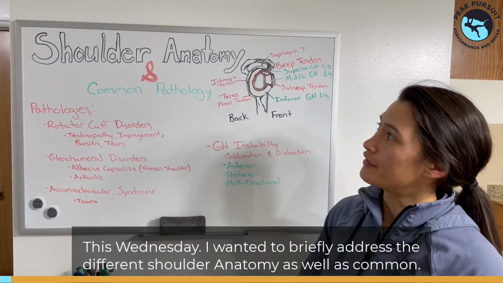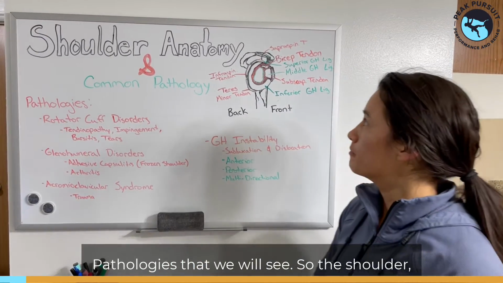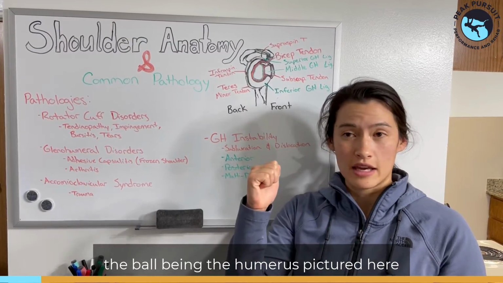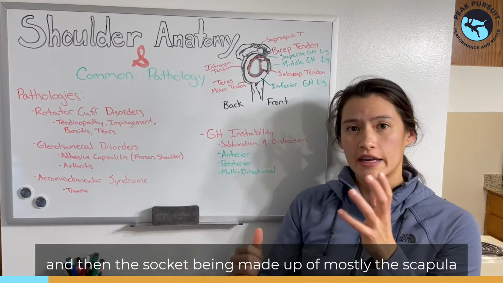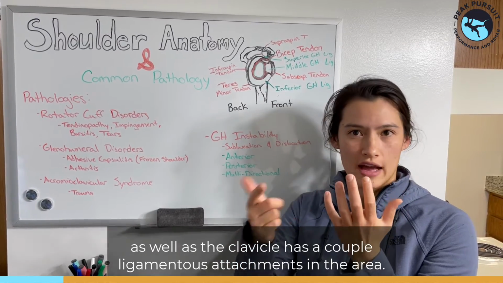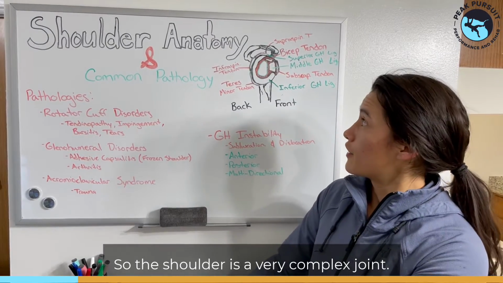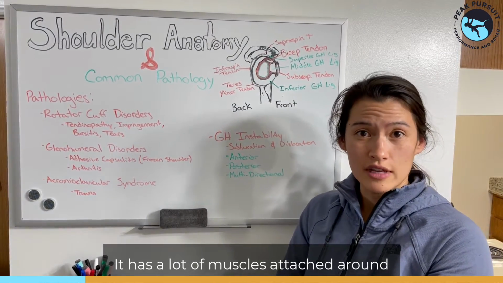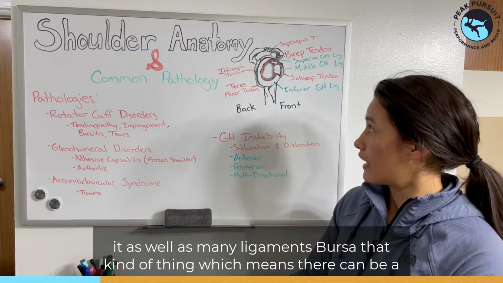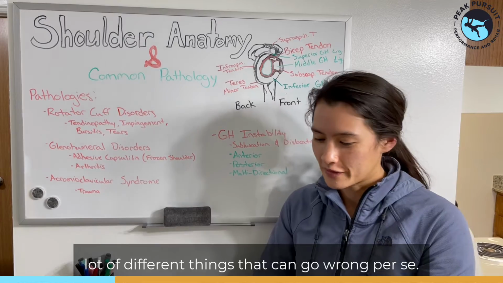This Wednesday, I wanted to briefly address the different shoulder anatomy as well as common pathologies that we will see. So the shoulder, as most of us know, is a ball and socket joint. The ball being the humerus, pictured here, and then the socket being made up of mostly the scapula, as well as the clavicle has a couple ligamentous attachments in the area. So the shoulder is a very complex joint. It has a lot of muscles attached around it, as well as many ligaments, bursa, that kind of thing, which means there can be a lot of different things that can go wrong, per se.